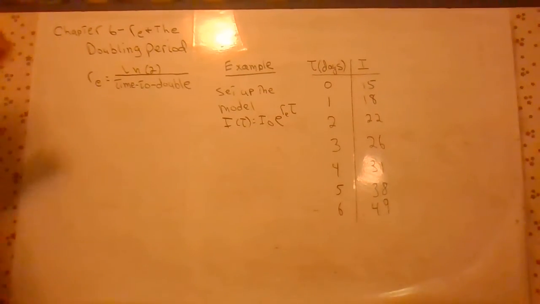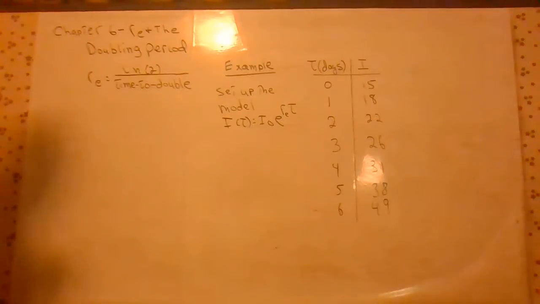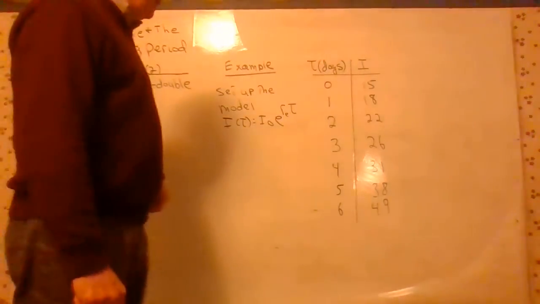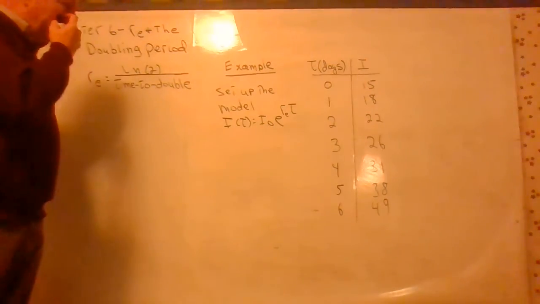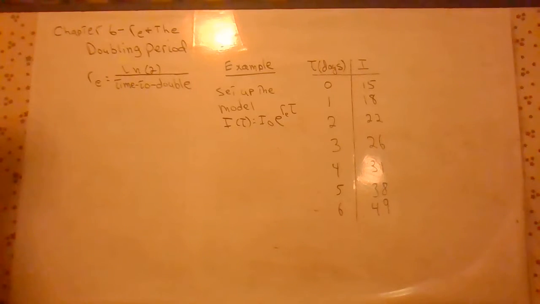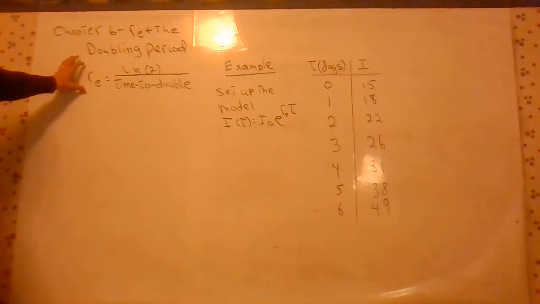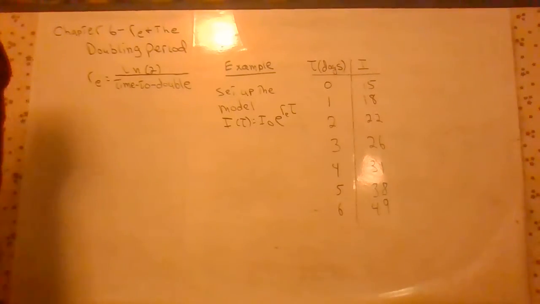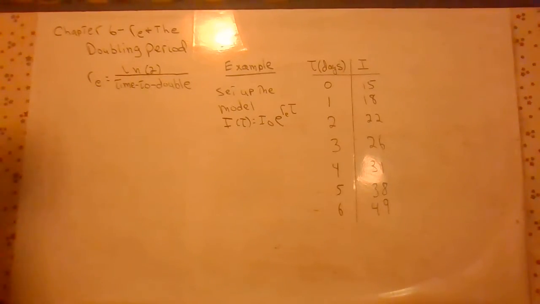Welcome back. Chapter 6, we're going to talk about R sub e, the exponential growth rate, and the doubling period. Sometimes we can look at a table and tell when a virus doubles in population. And of course, this formula gives you a very quick way to calculate R sub e. It's just natural log of 2 over the time to double. I could derive this if we had time, but you can probably look that up if you want.